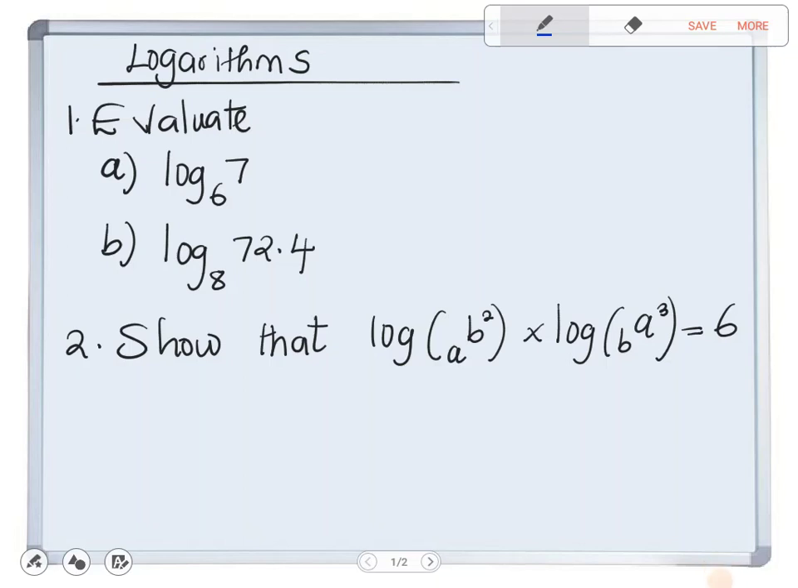Logarithms. Evaluate A: log 7 base 6. Another one is log 72.4 base 8. Number 2: show that log b squared base a multiplied by log a to the power 3 base b is equal to 6. So join me as we crack this one.